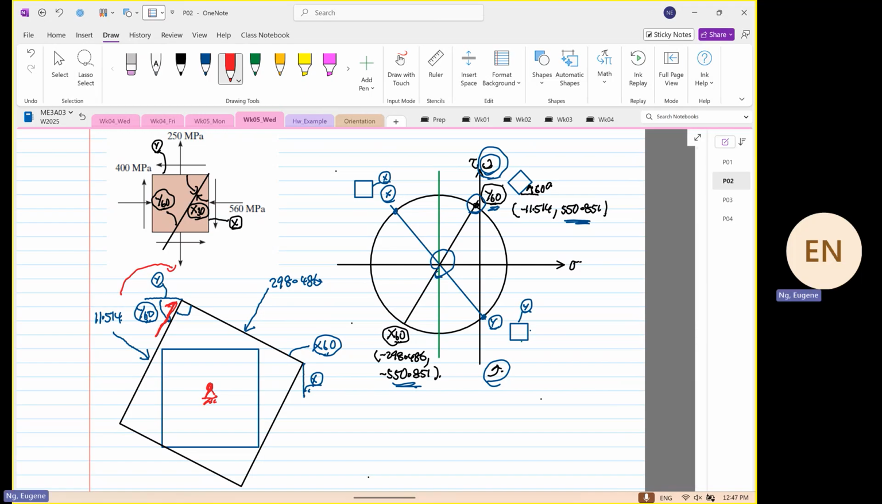Then the next thing we are going to focus on is X60. Now the X60 is going to go anti-clockwise. In order to go anti-clockwise, we know that this arrow has to go this way. With that, we know that this value will be 550.851.